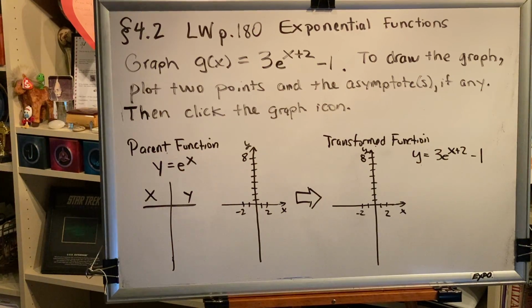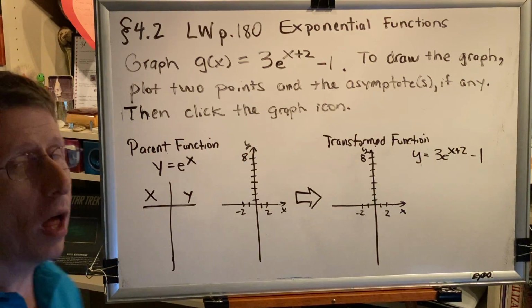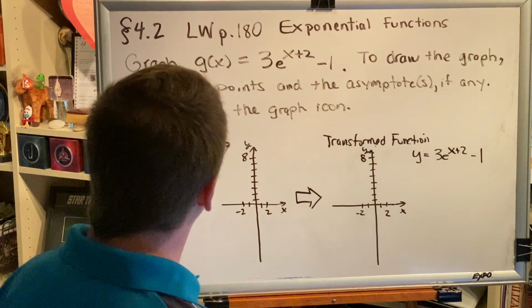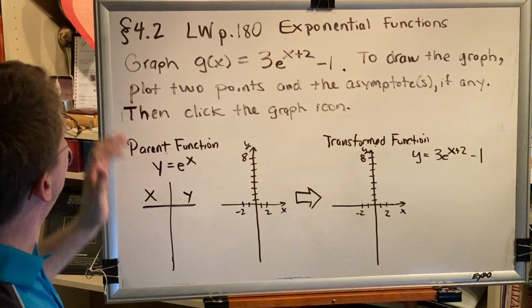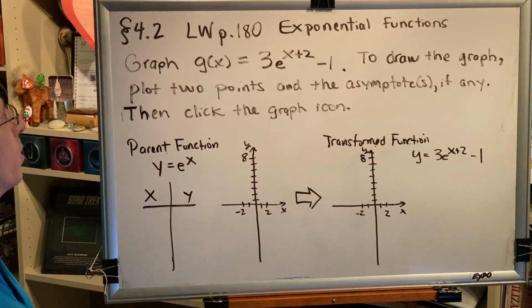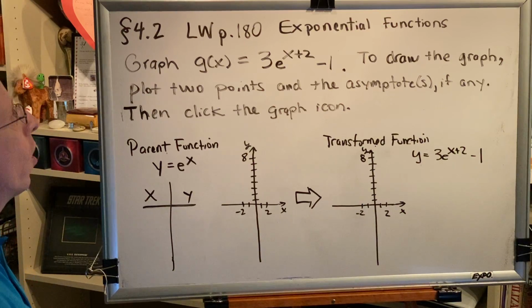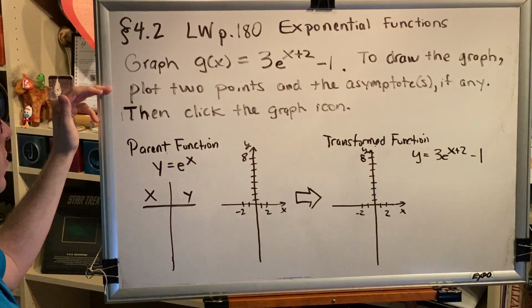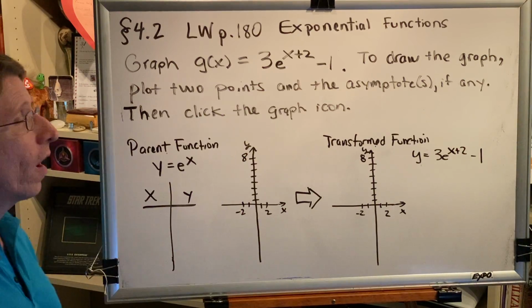Please open in your learning workbook to page 180. We're now going to solve several problems involving plotting points, drawing the asymptote, and connecting those points together. All right, here's the first one. Graph g of x equals 3e to the x plus 2 power, subtract 1. To draw the graph, plot 2 points and the asymptotes, if any, then click the graph icon.